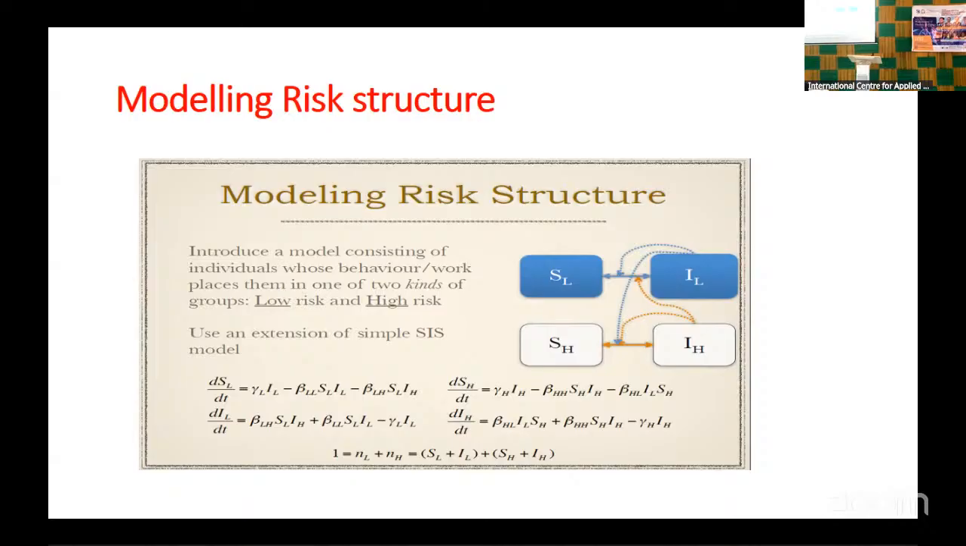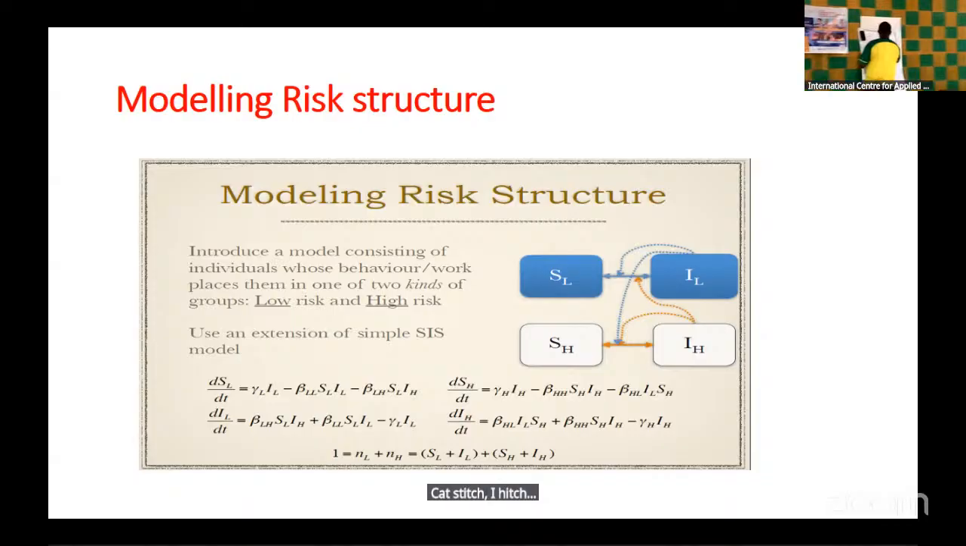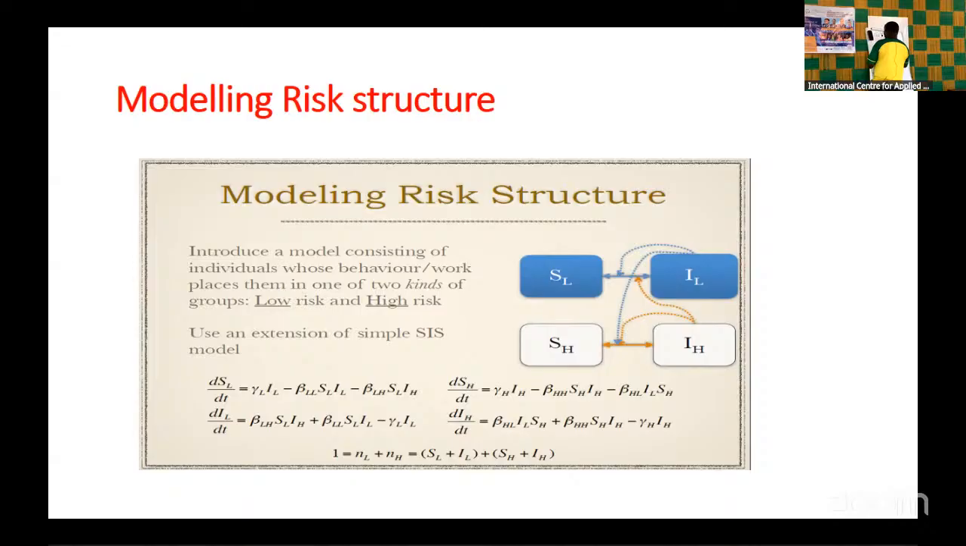dIH, which is equal to beta HH SH IH plus beta HL SH IL minus gamma H IH. And then you have dIL, which is equal to beta LH SL IH plus beta LL SL IL minus gamma L IL.